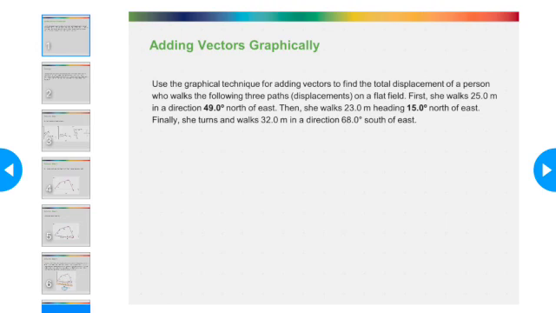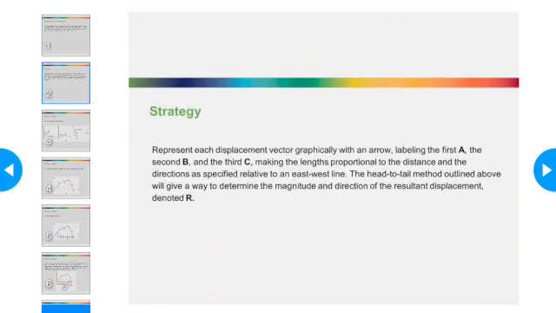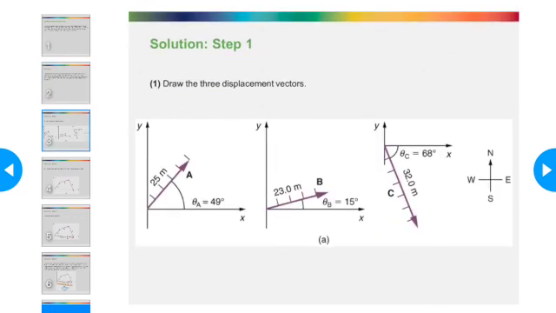So here's another example. You don't always have to have only 2 vectors to add together. If you're adding vectors graphically, you can add as many vectors as you have. And the nice thing is that it doesn't matter the order. Just like adding numbers, it follows the commutative property, so you can add them in any order. So we have 3 vectors here, A, B, and C. Vector A is 25 meters at 45 degrees. Vector B is 23 meters at 15 degrees. And vector C is 32 meters, really at a negative 68 degrees, but it's 68 degrees south of east instead of north of east, like the other 2 are.